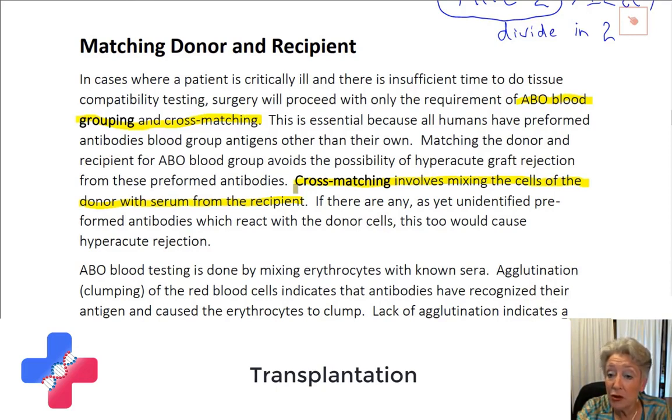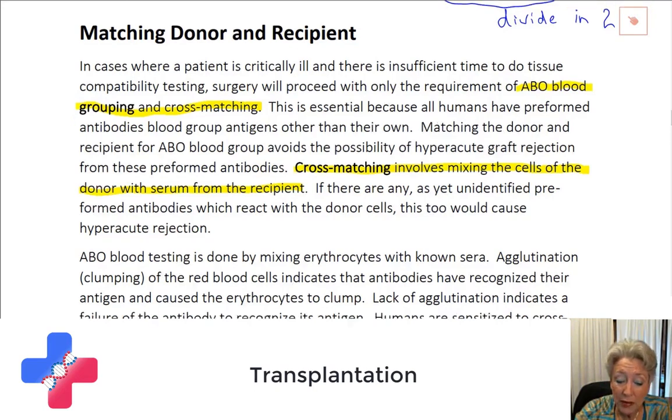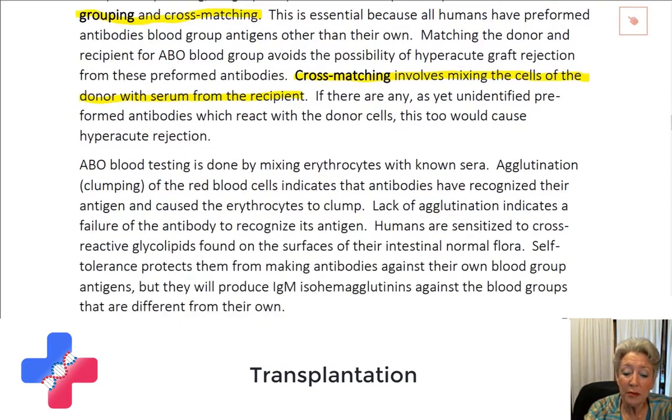Okay? These sorts of antibodies tend to be rather common in multiparous women, because with each pregnancy, one tends to make a response against these alloantigens, and so they still may exist in the blood at the point that a transplant is necessitated. The ABO blood matching, of course, is done by mixing erythrocytes with known sera.